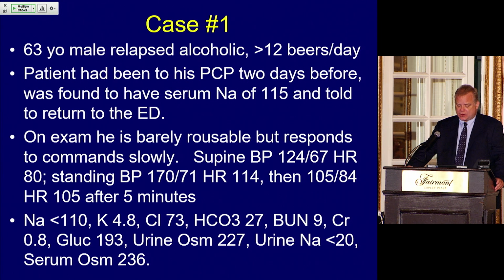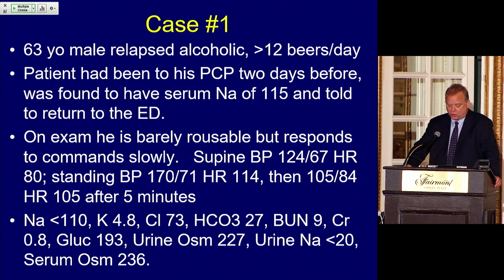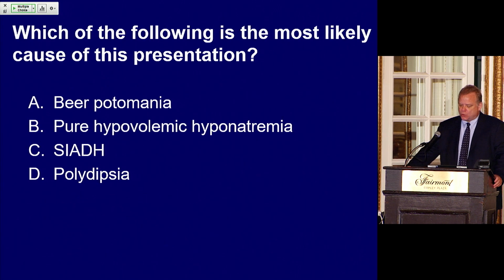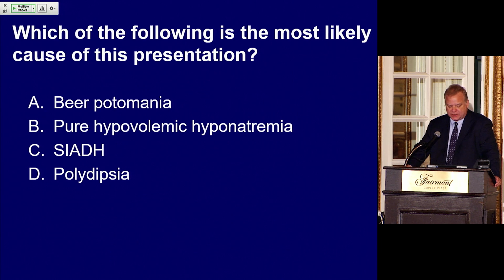Sodium is less than 110, potassium 4.8, chloride 73, bicarbonate 27, BUN 9, creatinine 0.8, urine osm 227, urine sodium less than 20, serum osmolality 236. So just in case you think that I made this case up, this was a case about 10 years ago from the Boston VA, and this is exactly what we saw in this particular patient. So which of the following is the most likely cause of this presentation?